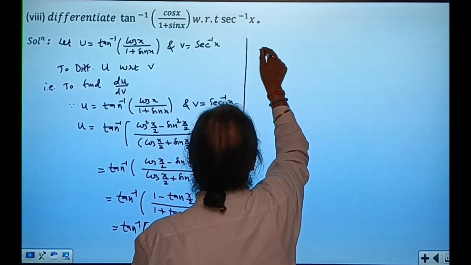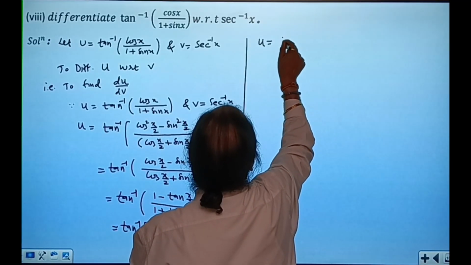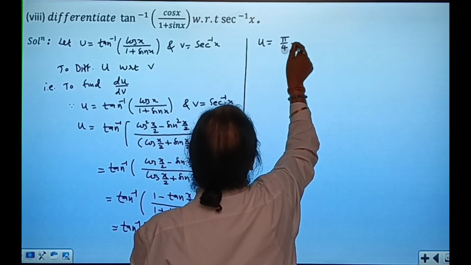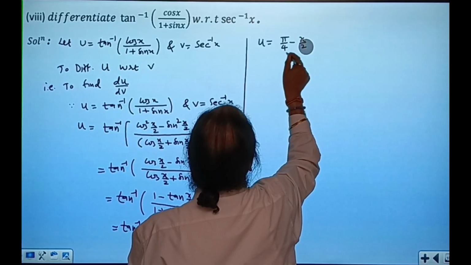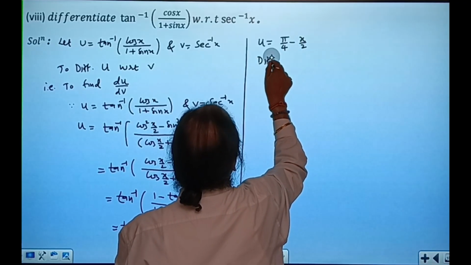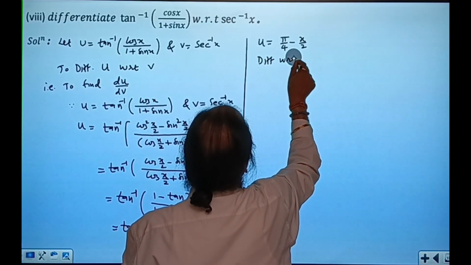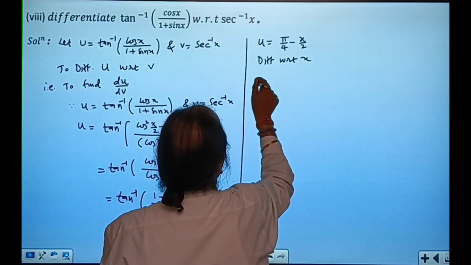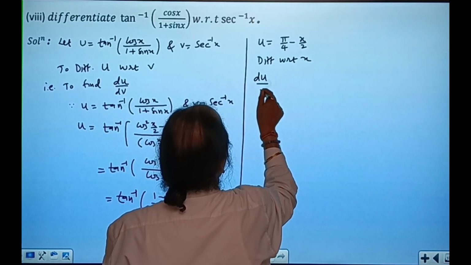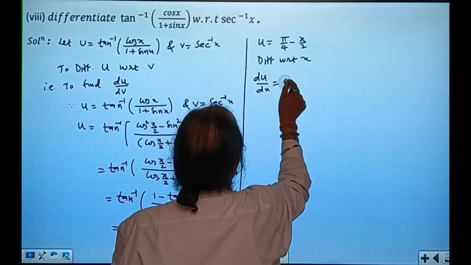So u is what? Pi by 4 minus x by 2. Differentiating with respect to x, du by dx is what?